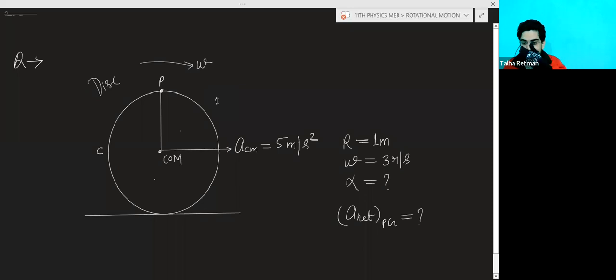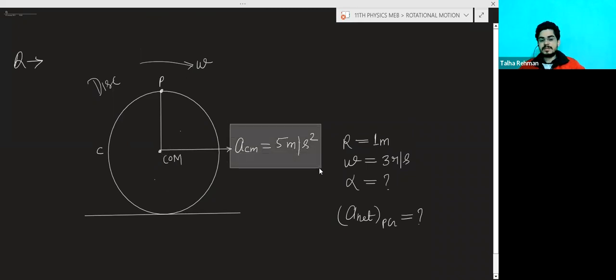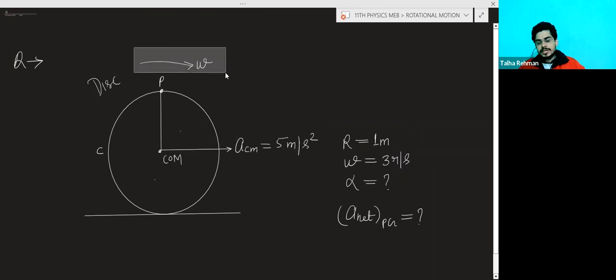One more question we will do on this. Simply, then you will understand what I want to say. This is a disk. Center of mass has the acceleration of 5 meter per second square. This disk is rotating with an angular velocity of omega. Radius is 1 meter, and omega is given 3 radian per second. And what is asked? Alpha should be given.